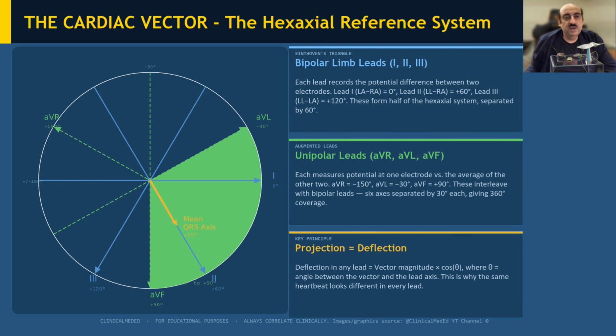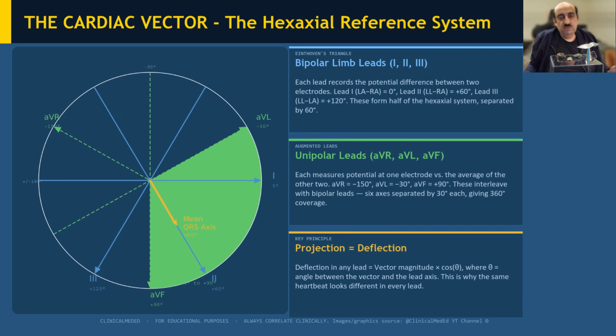As for the cardiac vector, we need to look at the hexaxial reference system. There are three bipolar limb leads, which are 1, 2, and 3, and then we have unipolar leads, AVR, AVL, and AVF. Looking at the bipolar limb leads: if you consider lead 1 as to the left, it is 0 degrees. Lead 2 is 60 degrees and lead 3 on the right side is 120. So these three are separated by 60 degrees each.